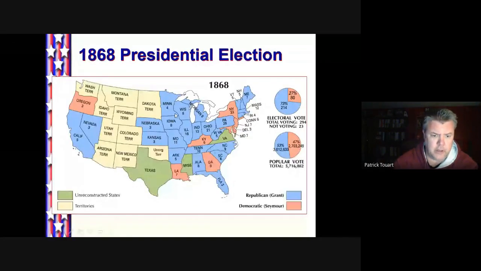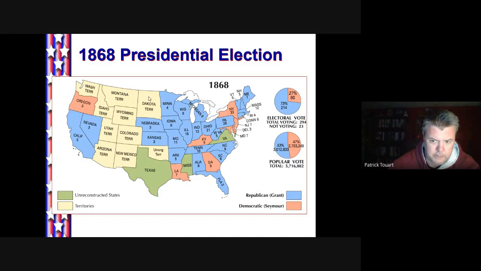So the election is held, and you may notice that Texas, Mississippi, and Virginia do not vote. The reason is they have not ratified the 14th Amendment. They have not passed the rules for military reconstruction. That is going on during this period. So never forget that Reconstruction and the Gilded Age overlap.